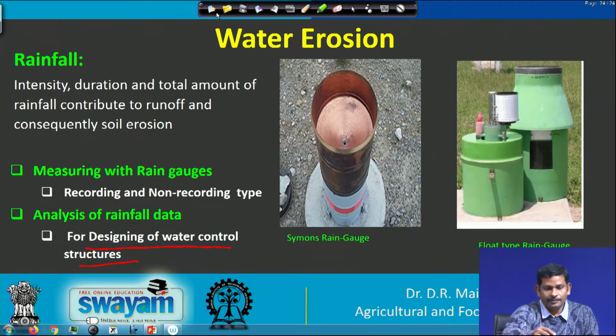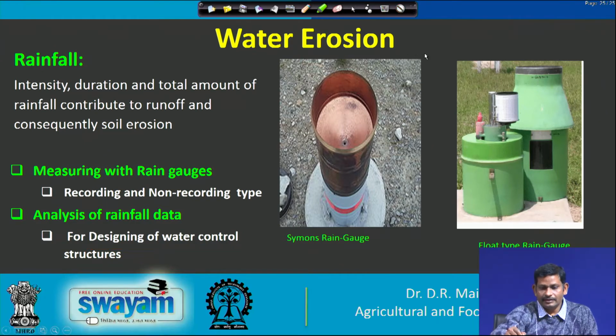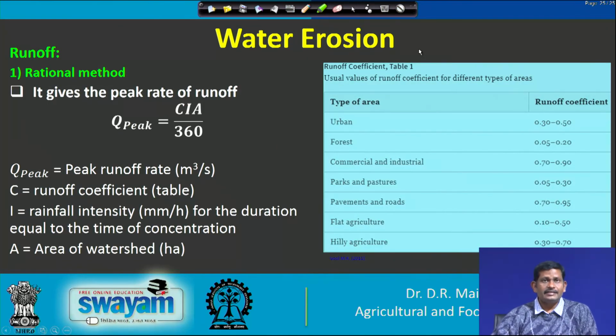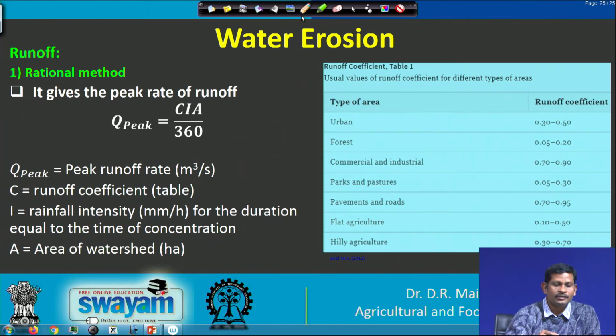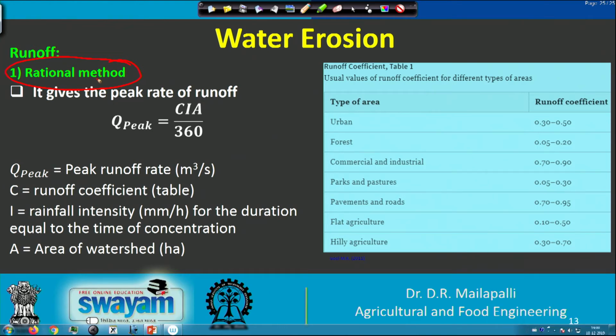Next are the runoff estimation methods. There are many estimation methods available. Here we are going to talk first about the rational method. This is the most important method to determine the peak flow rate from a particular watershed area. It is Q = CIA/360.